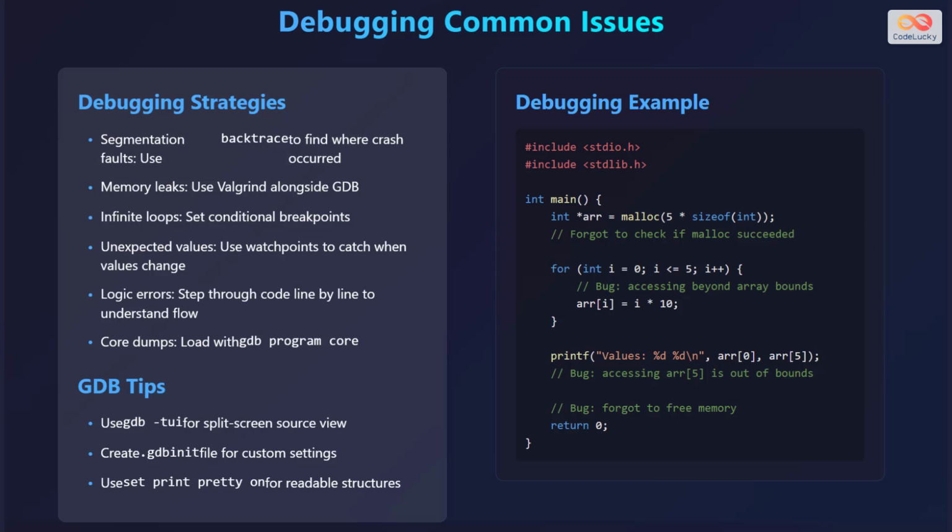Core dumps can be loaded with the command gdb program core. Some GDB tips include using gdb -tui for a split-screen source view, creating a .gdbinit file for custom settings, and using set print pretty on for readable structures. The debugging example here shows a program with memory allocation and array access bugs.